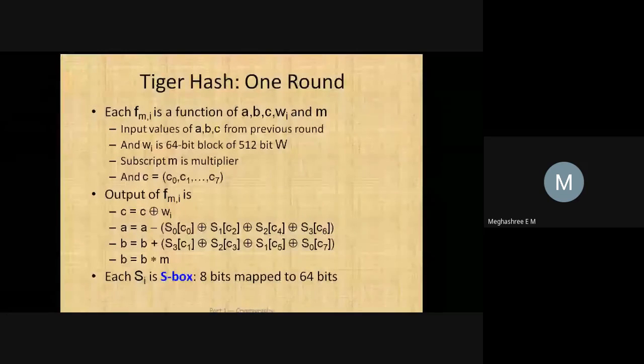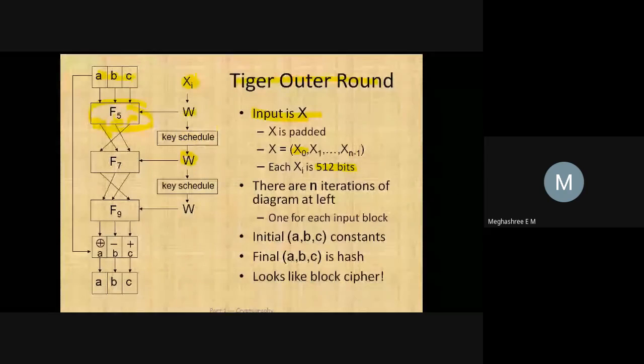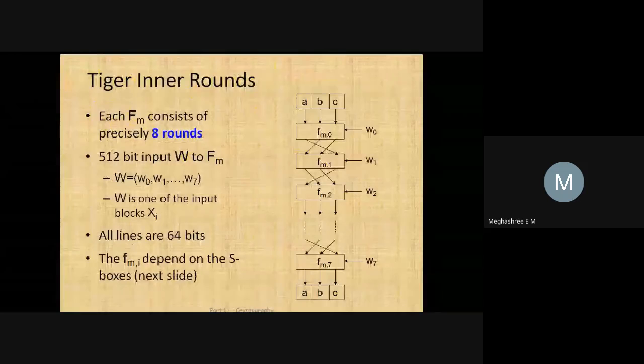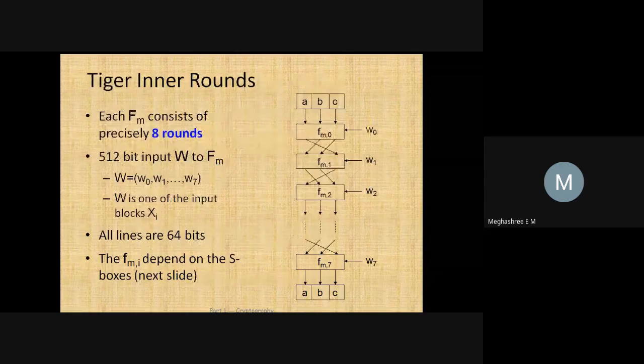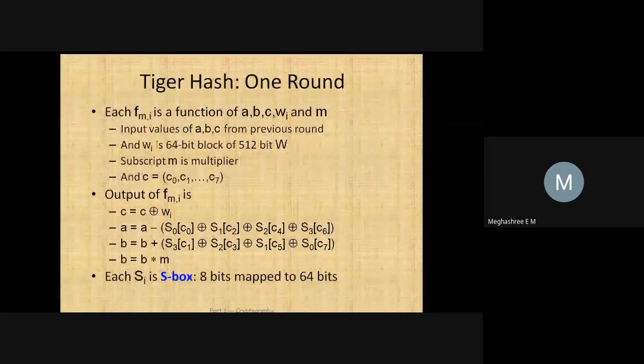Those are the inputs from the previous round. You can see initially we are feeding ABC here, and the output of this is treated as ABC, which is fed as input to the next part of the calculation. That's why the input values of ABC are considered from the previous round. And whatever Wi I am feeding here will be a 64-bit block of the 512-bit W. So capital W consists of W0 to W7, right? Here each Wi will be of 64 bits.